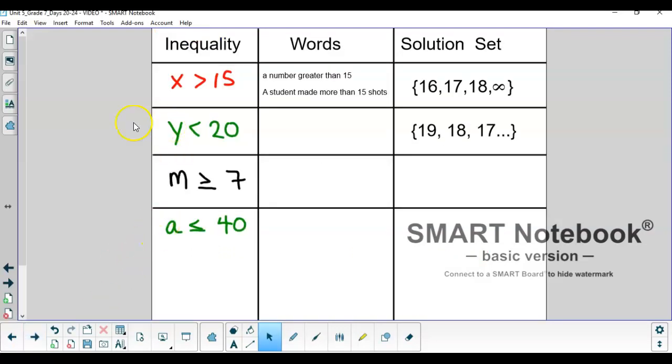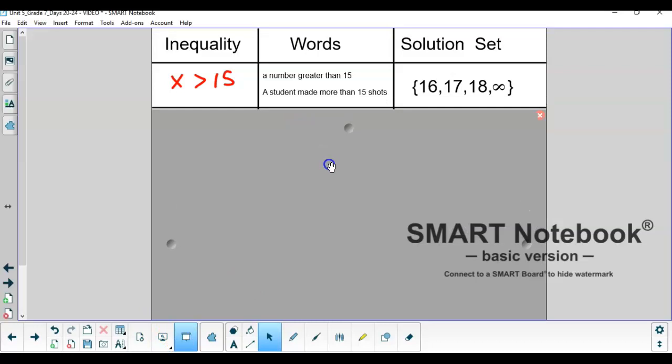So right here, we have inequalities. I'm going to read them out loud, and then we'll say what they should have been. I'll even give you a quick little real world example, and then solution sets are numbers that make that inequality true. We're going to start here at the top one with the one all filled out. This would be read as x is greater than 15. We could say any number greater than 15, and in a real world example this would be a student made more than 15 shots.